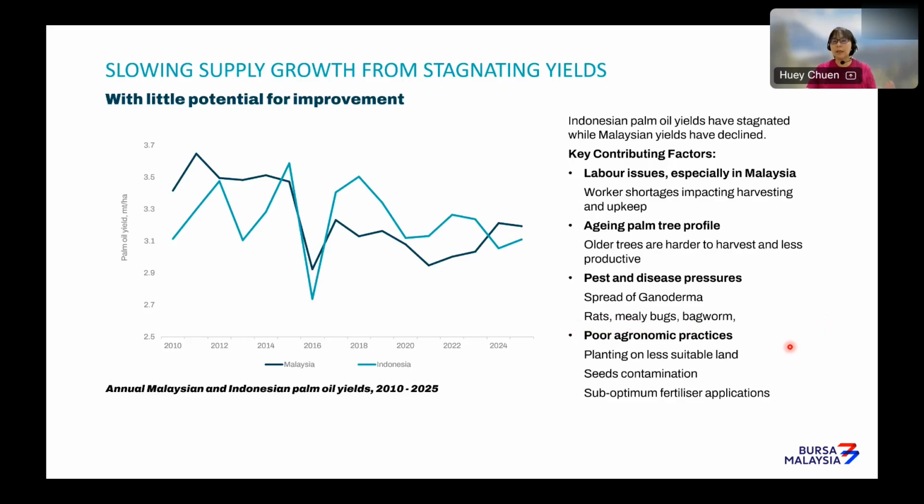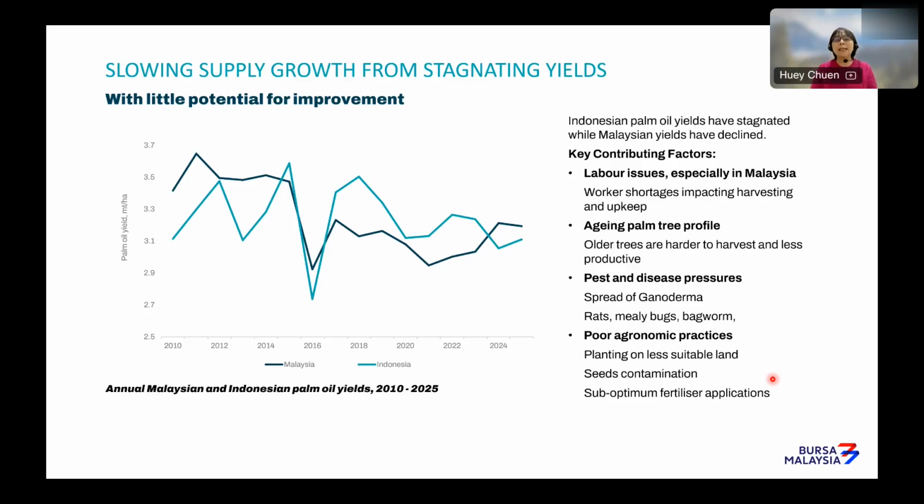Also, the final factor I want to highlight is poor agronomy practices. As the land expansion was very fast in Indonesia, as we saw just now, a lot of the land that was being planted towards the later part of the years was on less suitable land. And also there's seed contamination and suboptimal fertilizer application. All these poor agronomic practices will lead to bad performance of the trees.